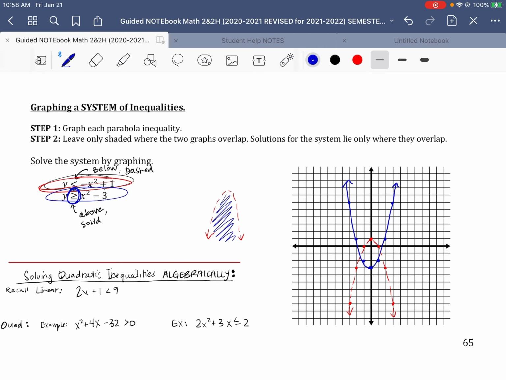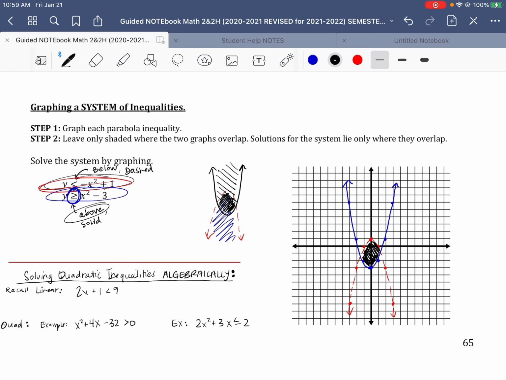So notice over here, again, I'm just kind of drawing this so you can see it. Here's my solid line parabola. And this is a greater than symbol, so I'm going to shade above. So again, above this parabola would imply that I'm shading above this parabola. So notice the overlap, or what is true for both solutions, is this part right here. So that means in my graph for the solution of the system, this piece right here is the only part that I would shade. That represents the overlap or the solutions that are true for both.